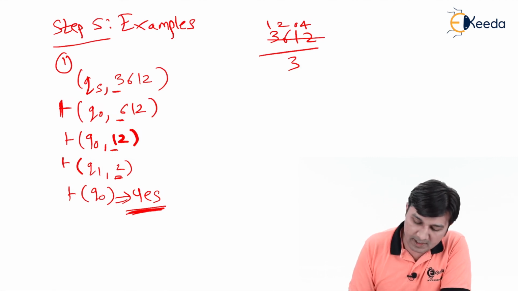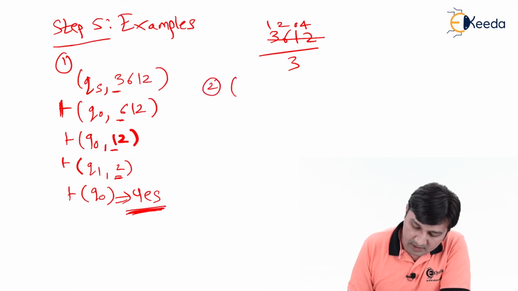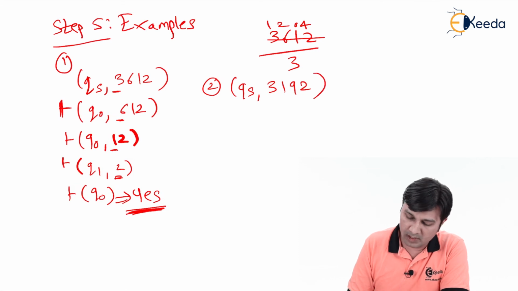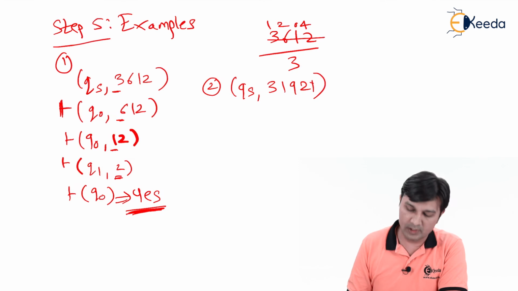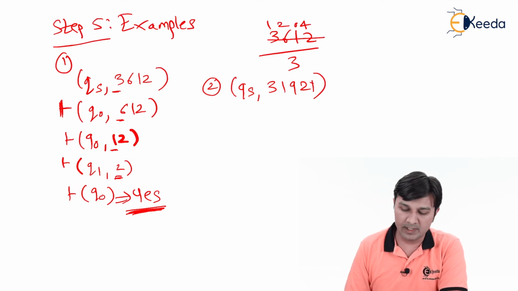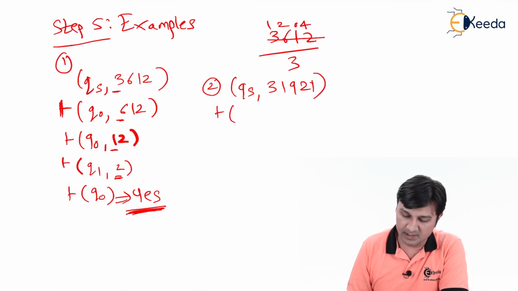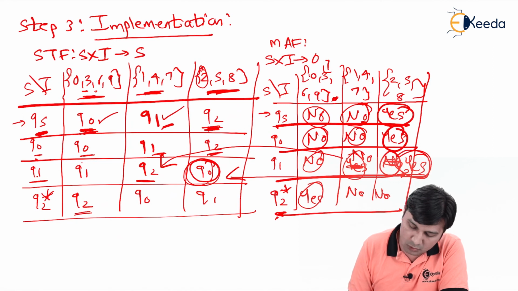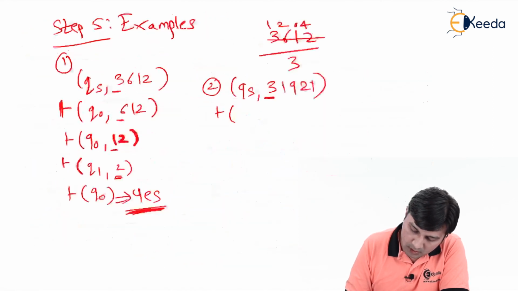So let us consider another example. The example says QS on, let us say the number be 31921. So I know that the number 31921 is not divisible by 3. Let us check whether the machine does it. So what is QS on receiving input symbol 3? QS on receiving 3 goes to Q0. So I say goes to Q0, pending is 1921.